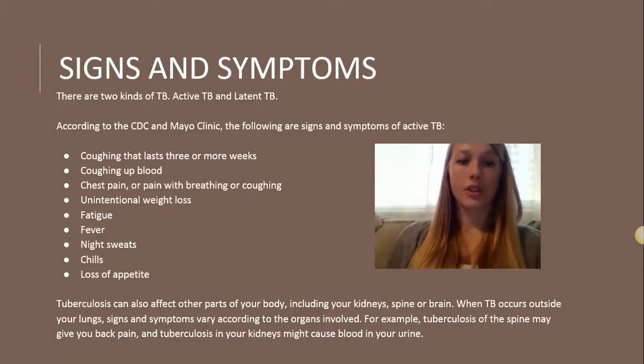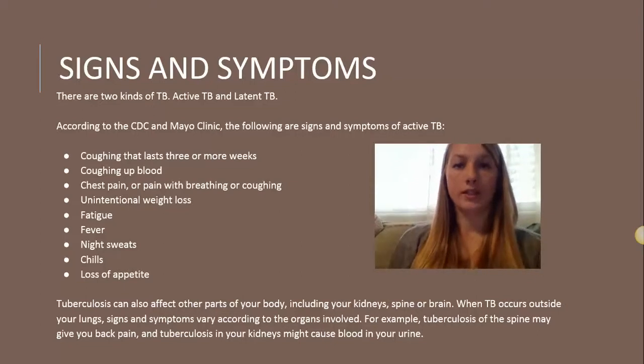Tuberculosis can also affect other areas of your body, including the kidney, spine, or brain. When TB occurs outside of the lungs, the signs and symptoms vary depending on which organ is involved. For example, tuberculosis of the spine may cause back pain, of the brain it may cause headaches, and of the kidney it may cause blood in the urine. And you would not see these things if it was tuberculosis of the lungs.